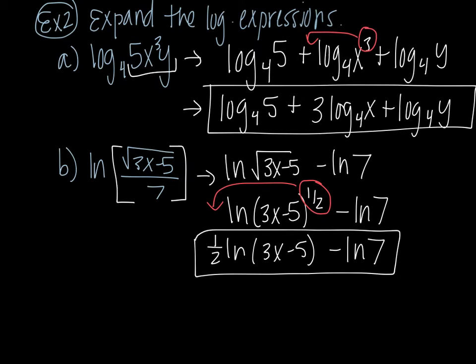One thing that I probably should mention, notice there's nothing I can do with this 3x minus 5. The product rule and the quotient rule, it has to be a product inside the parentheses or a quotient inside the parentheses. It doesn't go the other way around. So there's the answer for that.